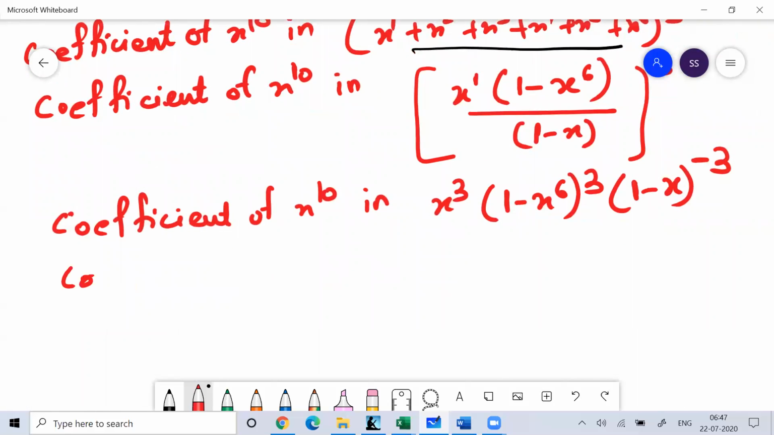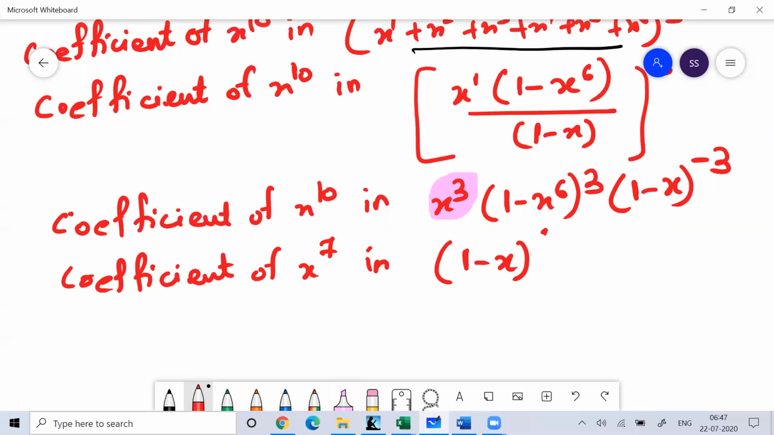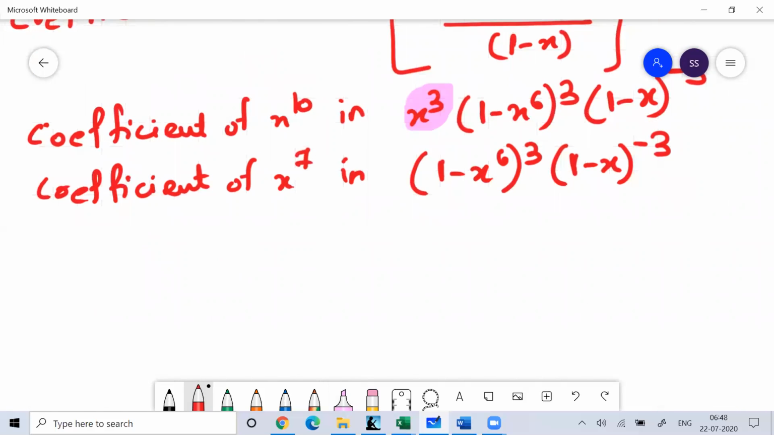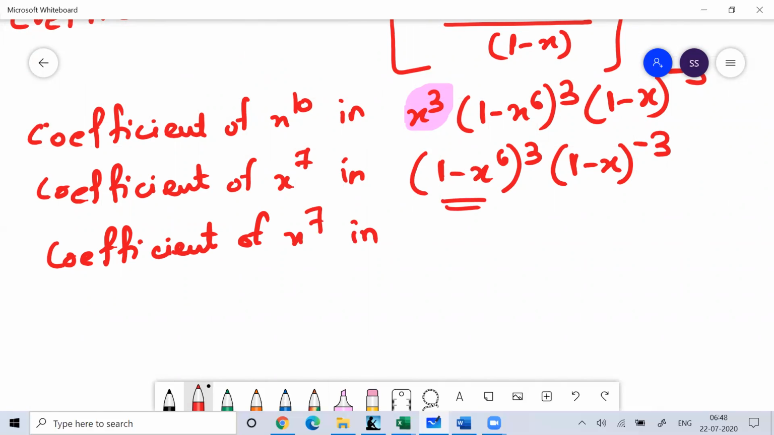So then this is nothing but the coefficient of, if you understand, I'm looking for the coefficient of x to the power 10, and here if you notice I'm getting x to the power 3, means out of the 10 I'm looking for, the 3 I already got. So the other way I can write it, I need to search now the coefficient of x to the power 7 in (1 minus x to the power 6) to the power 3 into (1 minus x) to the power minus 3. Okay. Then going further, I need to search the coefficient of x to the power 7, so I can solve this and find the value.